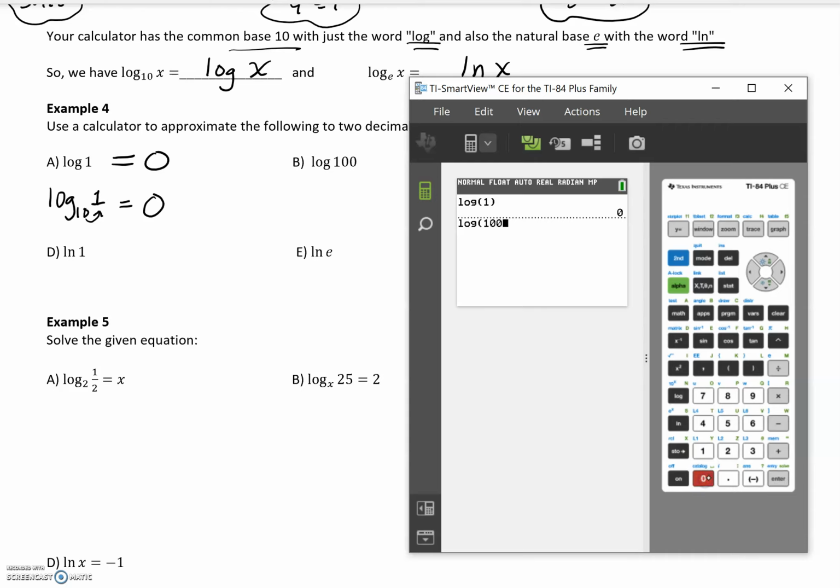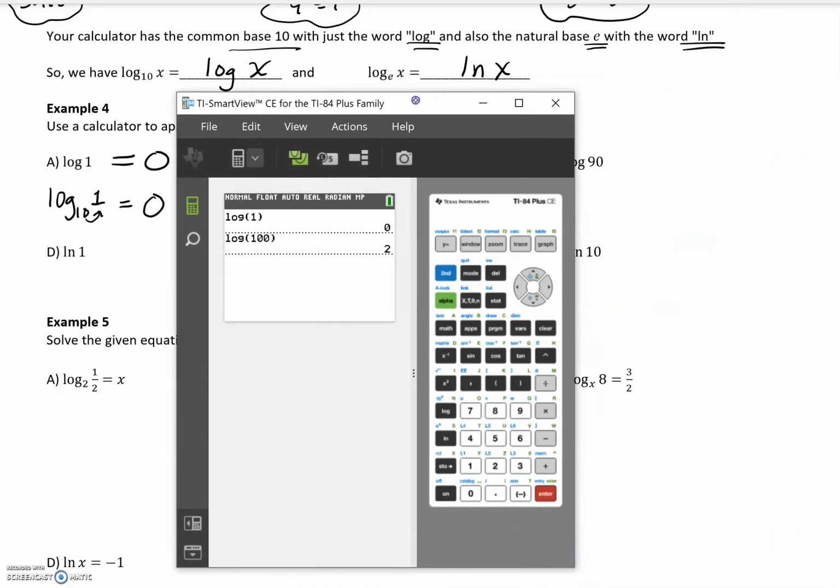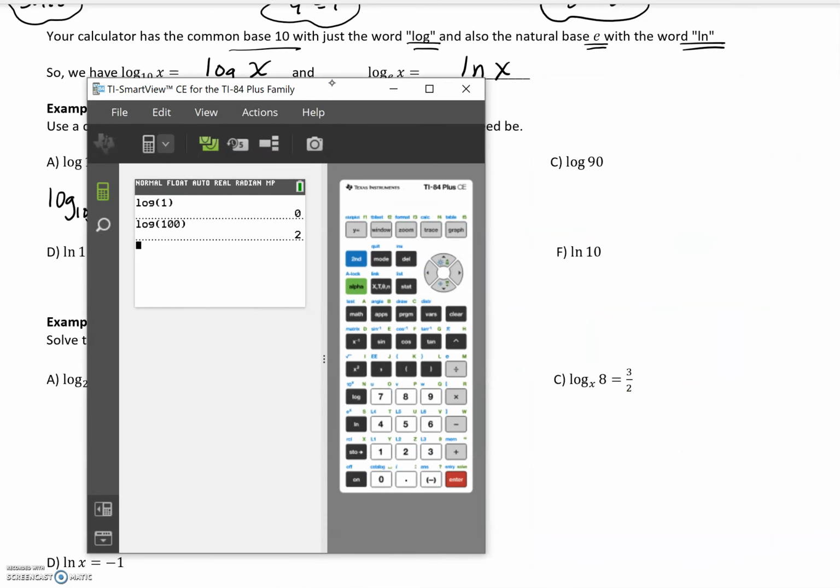Log of 100, close parentheses, oops. And that, as we would expect, pops out a 2 because 10 to the second is 100. That makes sense. Same thing with part C. That one will have to approximate because if base is 10, 10 to the what gives me 90? I don't know, something between 1 and 2, I guess. Log base 10 of 90 is going to be 1.95.